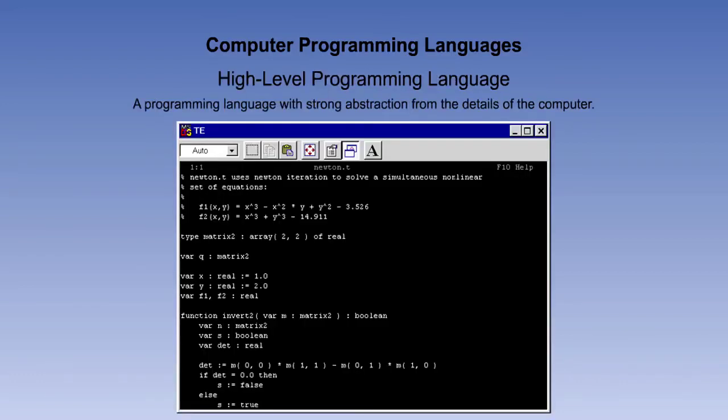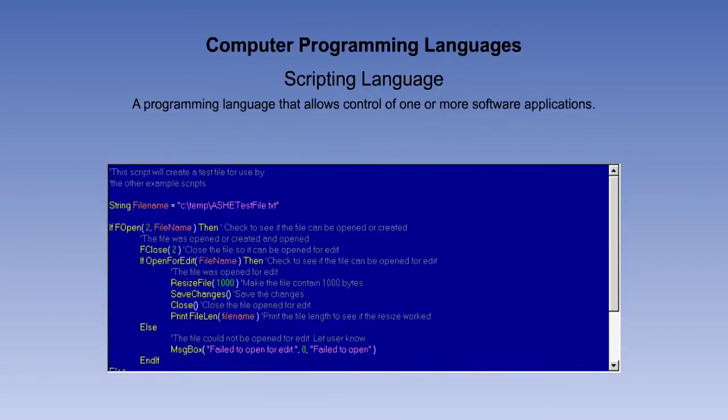A high-level programming language is a programming language with strong abstraction from the details of the computer. Many normal words are used during programming. In comparison to assembly language, it is easier for the programmer to use and is more portable across different types of computer. A scripting language is a programming language that allows control of one or more software applications. Scripts are distinct from the core code of the application, as they are usually written in a different language and are often created or at least modified by the end user.